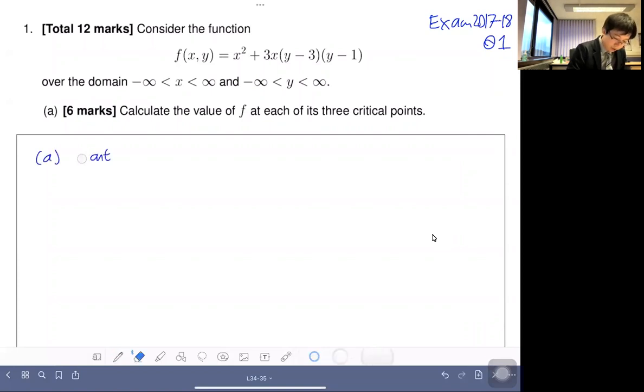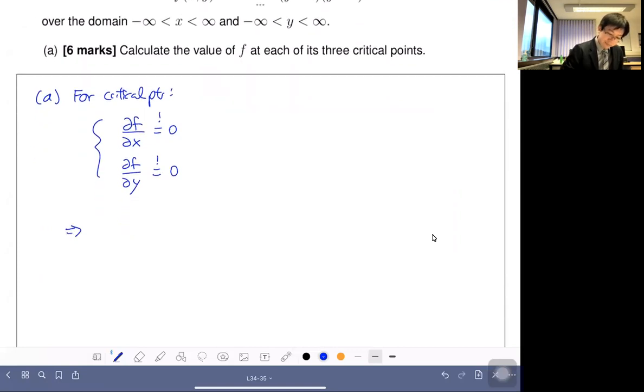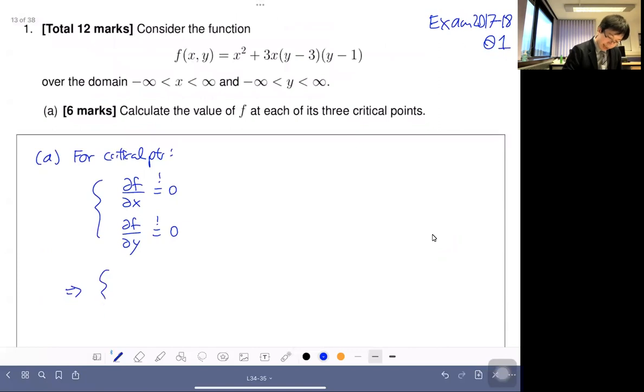For the critical points, it should satisfy df/dx equals 0 and df/dy equals 0. So if I differentiate f with respect to x, then I get 2x plus essentially this. I need to solve this equals 0, and I need to differentiate with respect to y. The first term is independent of y, so that goes away. I just need to differentiate this with respect to y. That is just for my simplicity.